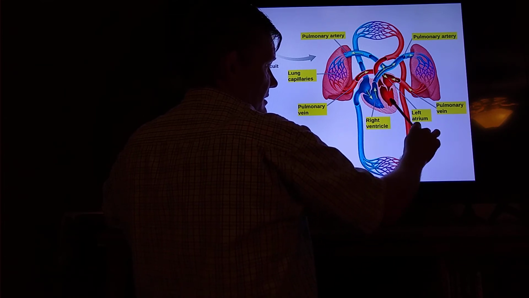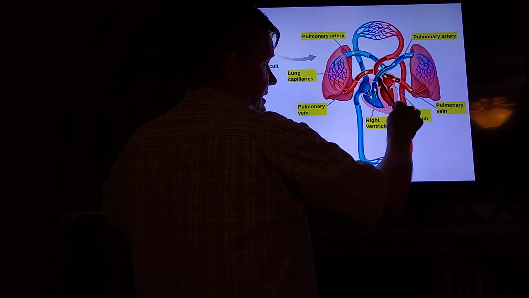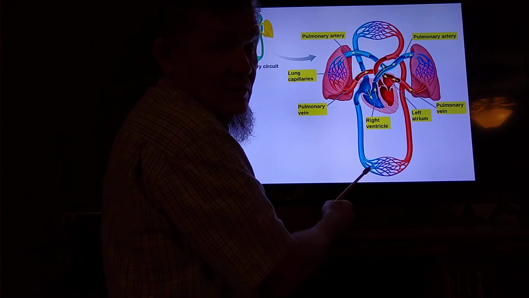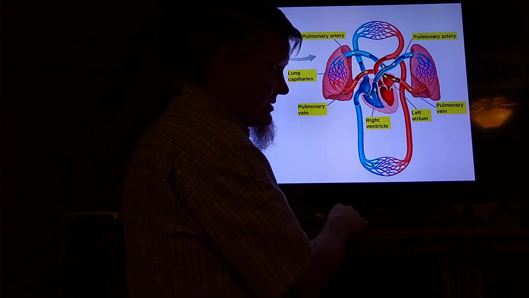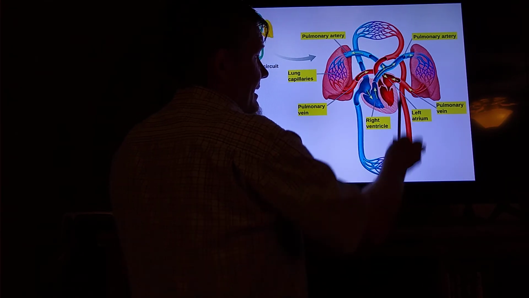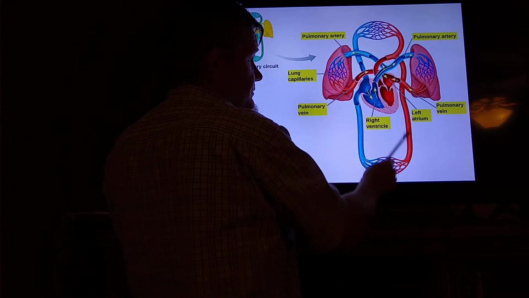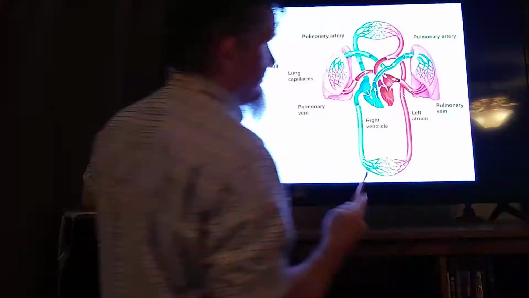The left ventricle sends blood out to the body by this right here. This vessel is the aorta. It's the largest vessel you have in your body, strongest vessel you have in your body. This is the flow of the blood through the body. This is the systemic circuit here. This is the pulmonary circuit here. To the body, to the lungs.